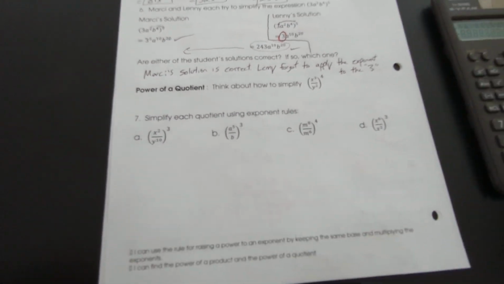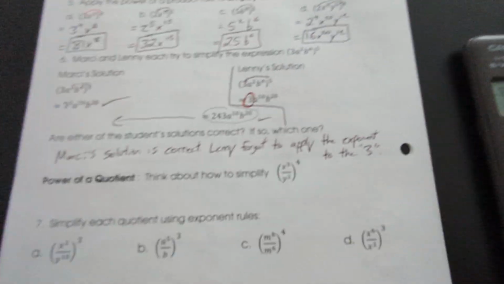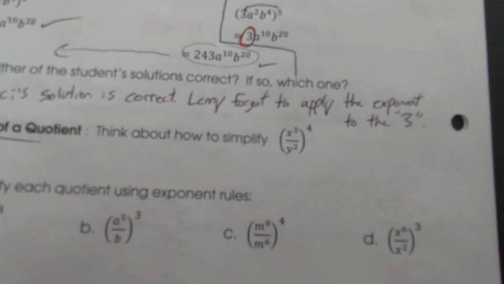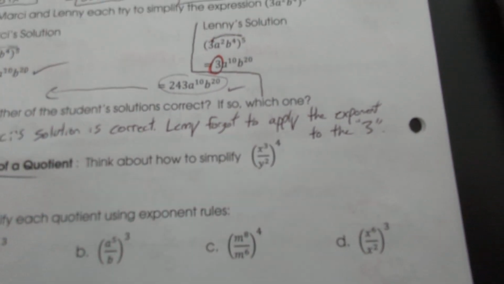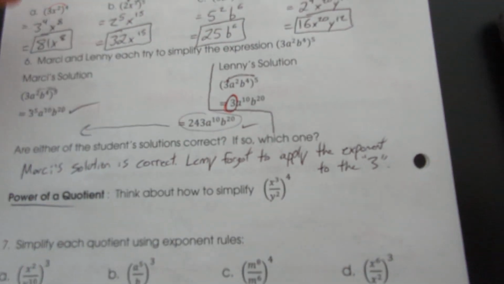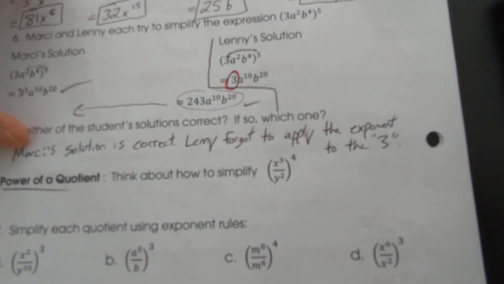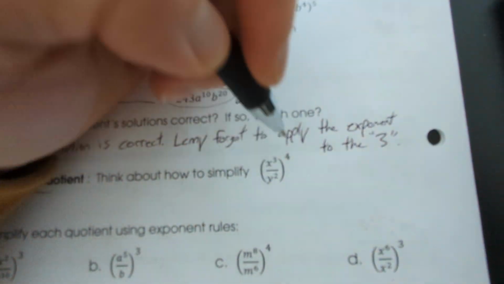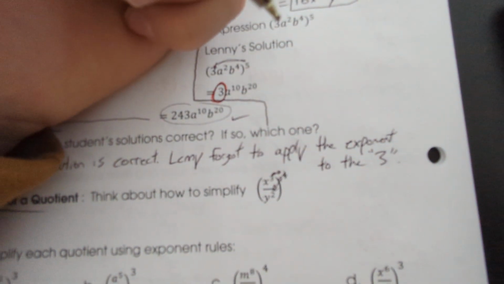Okay, final couple examples here. So we have power of a quotient. Quotient, remember, means to divide. And it says, think about how to simplify this one. These bases, x and y, are different, so we can't combine those. But all we can do is apply this 4 to both. So that's the important thing here, is if you have a fraction like this, you always just apply this 4 to both, and we multiply, right?